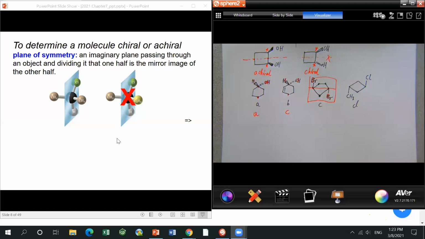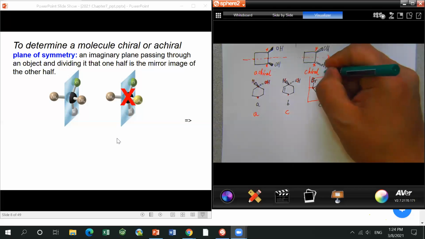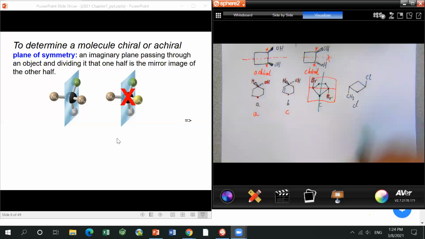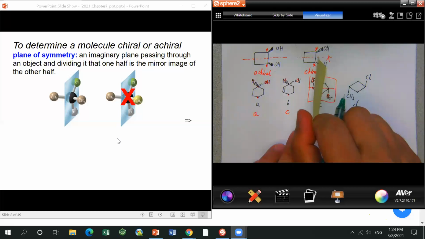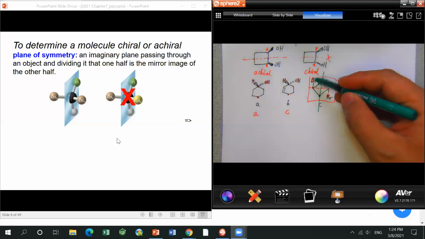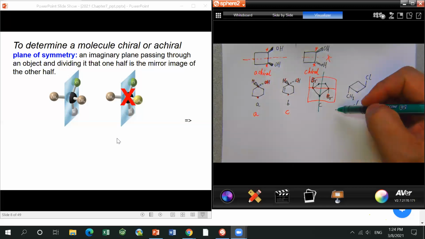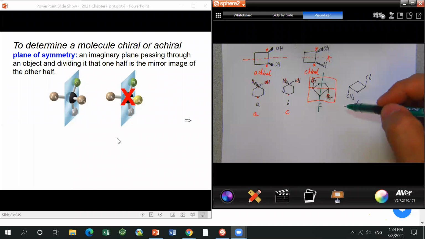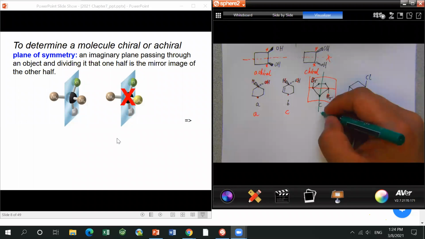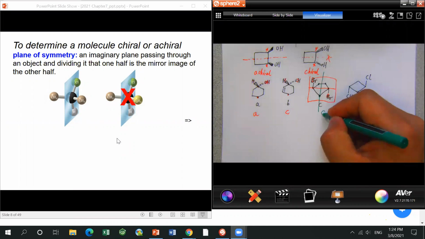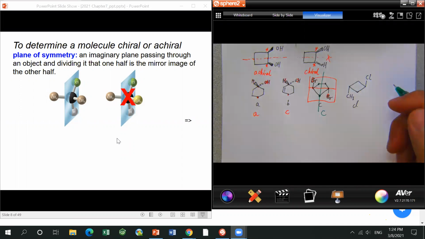So how about we cut through this molecule this way? In this case, one bromine will go up and one bromine will go down, still not mirror images of each other. So for this molecule, no matter how you cut through, there won't be a symmetry plane. This one should be chiral.